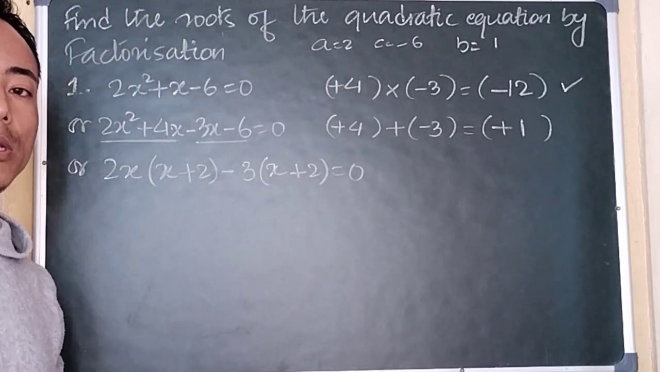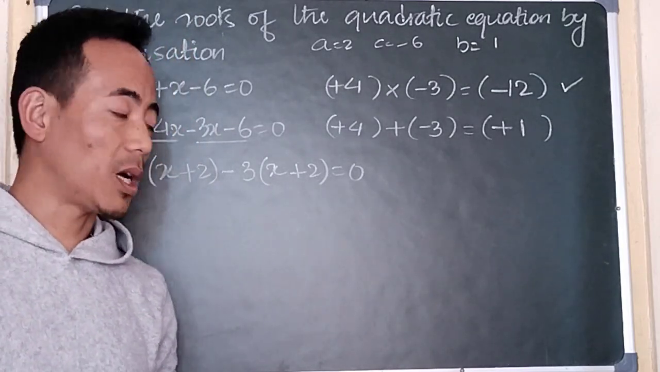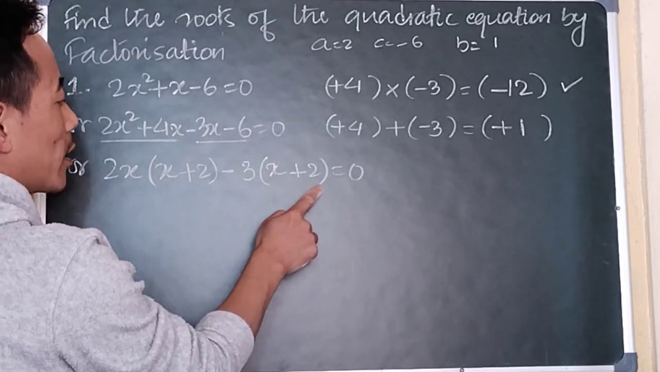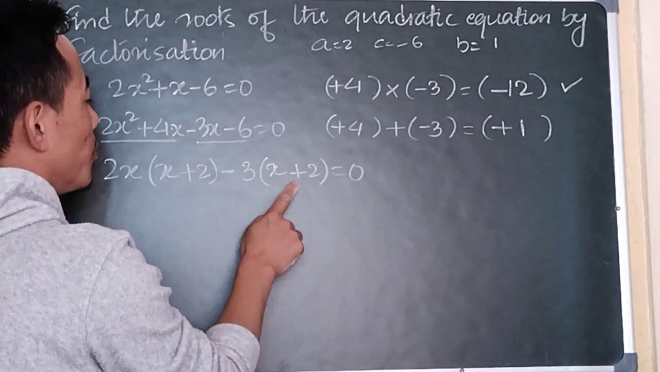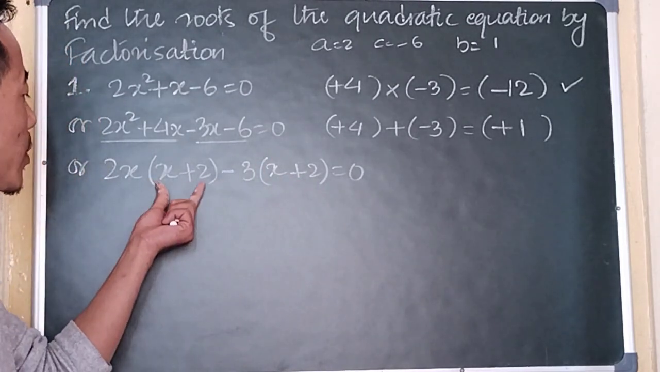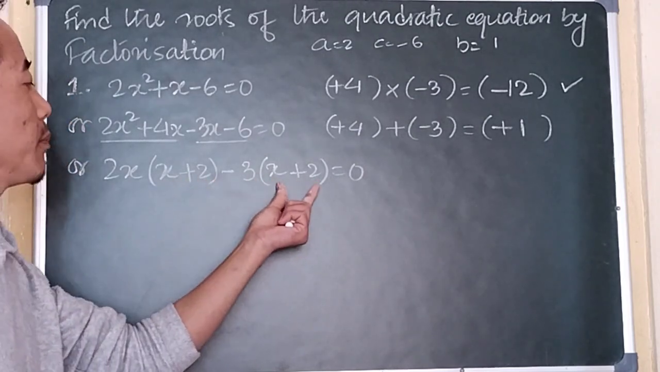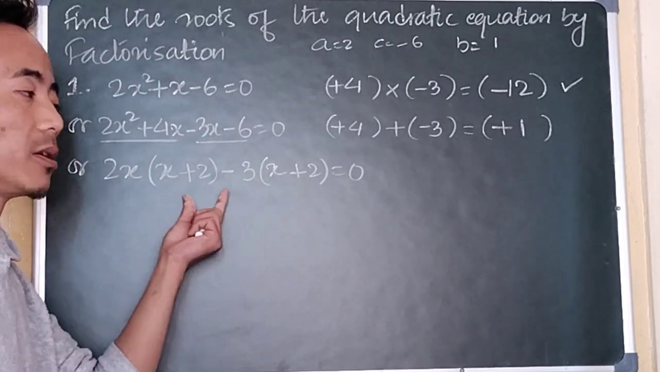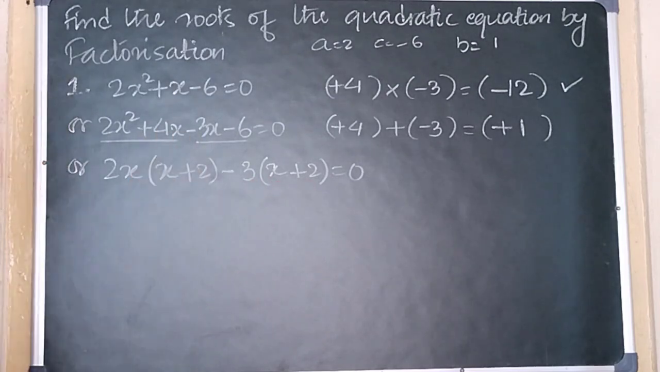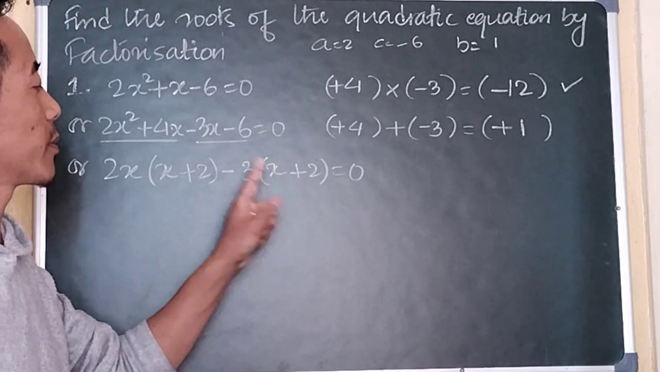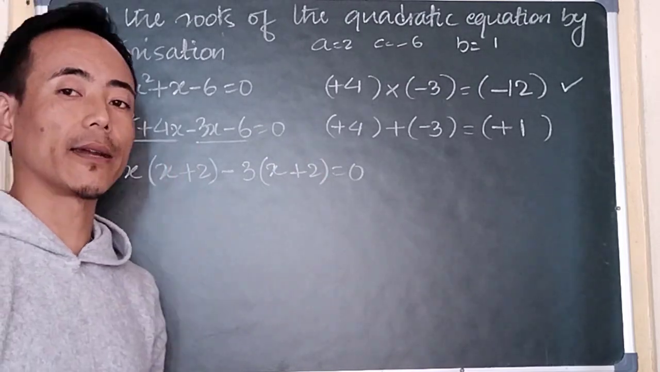Now here only you can check whether you are getting the answer or not. How you can check that? Just check the number inside the bracket. This number must be the same. x plus 2, x plus 2. By any means, if you are not getting the same terms here, then you have to recheck whether you have done this correctly or not. Since I am getting the same value, x plus 2, that means I have done it correctly.